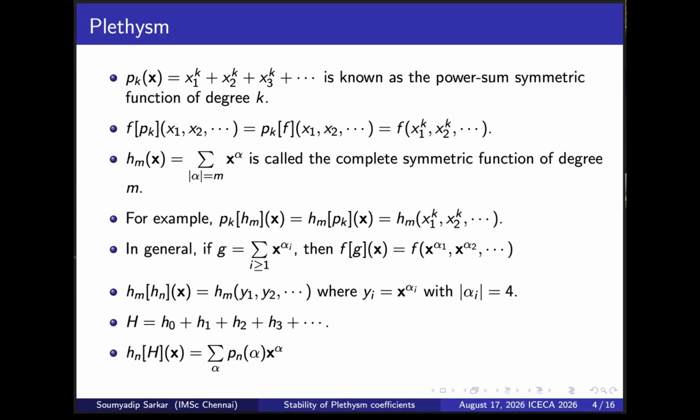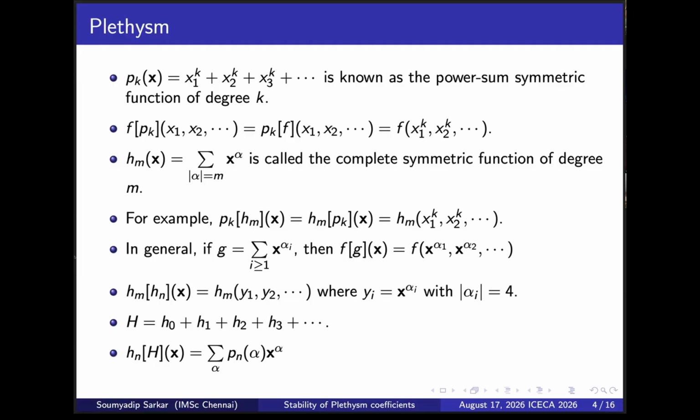And then what is the complete symmetric function of degree m? This is the sum of all the monomials of degree m: the sum over x to the power alpha, where |alpha| is m. By x^alpha, I mean x_1 to the power alpha_1, x_2 to the power alpha_2, and so on. So what will be the plethysm of p_k with h_m? In h_m, you replace each x_i by x_i to the power k. And similarly, you can define h_m plethysm h_n.